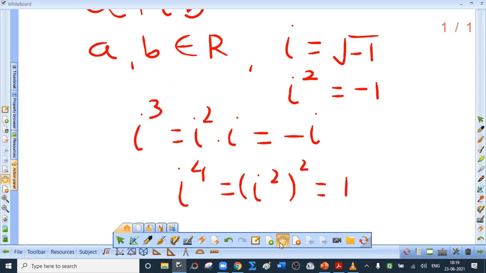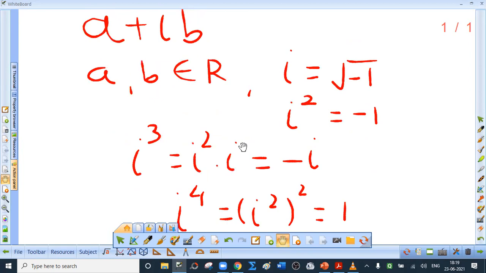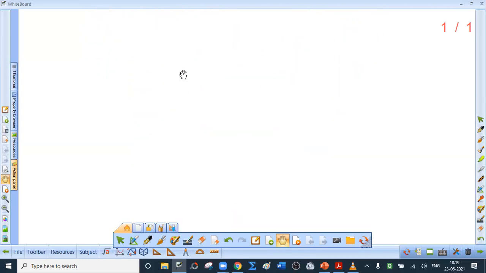Now, when I say a plus ib, a is called the real part, b is called the imaginary part. Some students think that the imaginary part is imaginary. No, as b is attached to the imaginary unit, it is called the imaginary part. But it is a real number only. Now, every real number is a complex number. So I can call the set of complex numbers, capital C, the universal set.